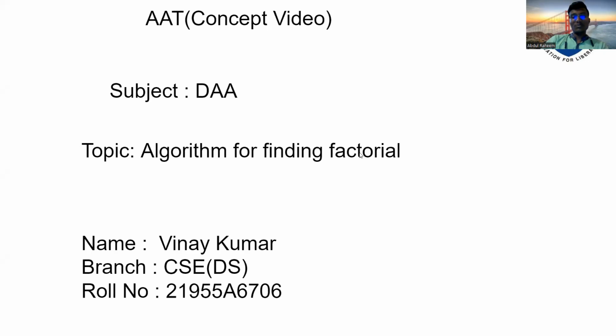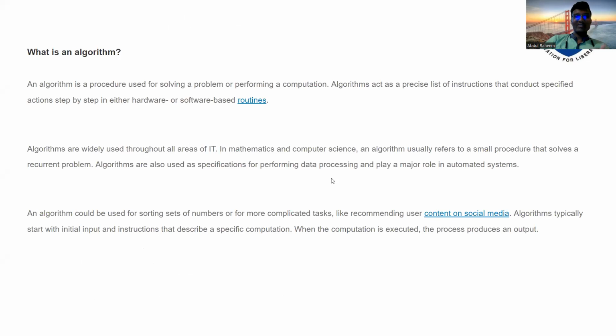Today I'm going to talk about algorithm for finding factorial. Before that, let's talk about algorithms. What is an algorithm? An algorithm is a procedure used for solving a problem or performing computation.